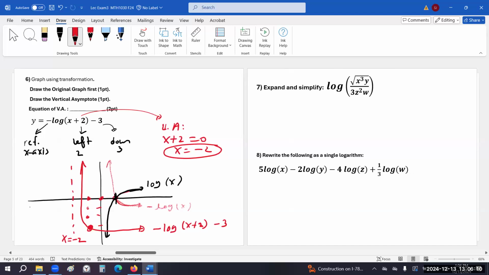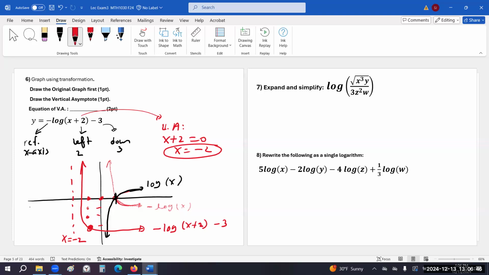Now expansion and singling out. Probably both, or could be one. You'll see. So when you expand, be very careful about your radical. They love to give you radical. So think, does the radical only belong to one variable or does it belong to both variables? Both.